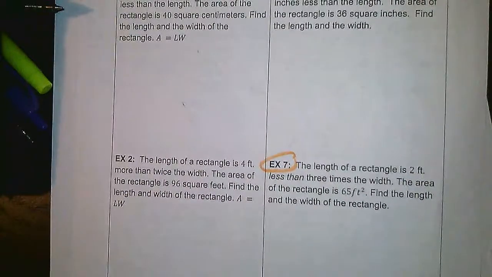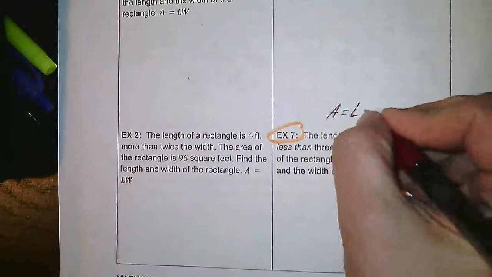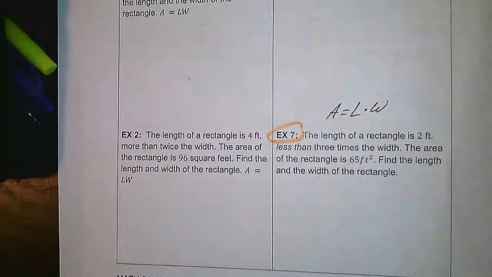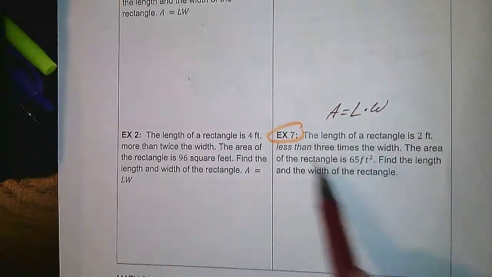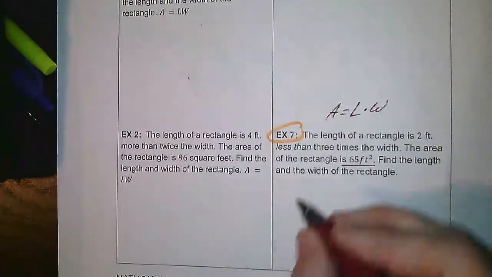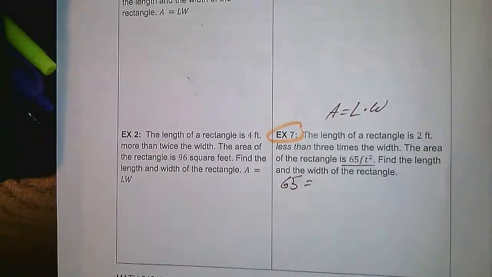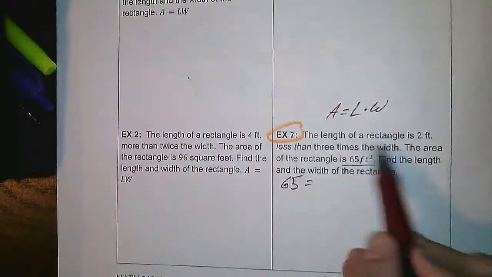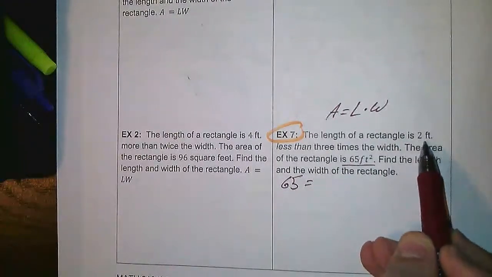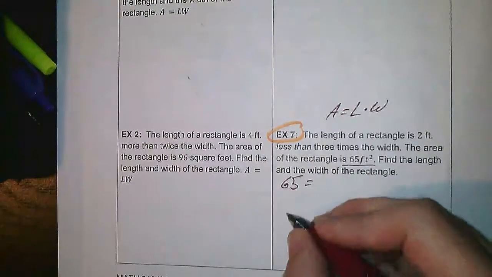So let's look at how we find the area of a rectangle. We know that area is length times width. So the word problem will give you the area, usually, area of 65 feet squared is equal to length times width. So it says that the length of a rectangle is 2 feet less than 3 times the width.